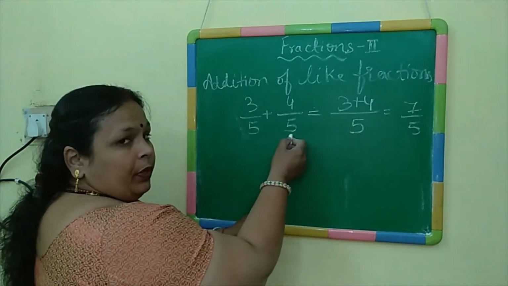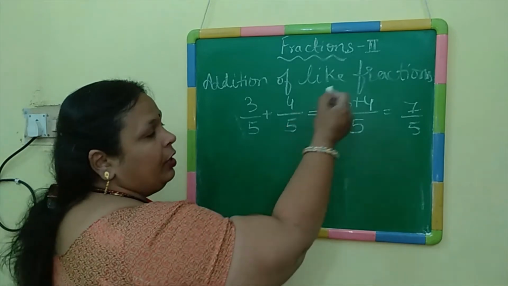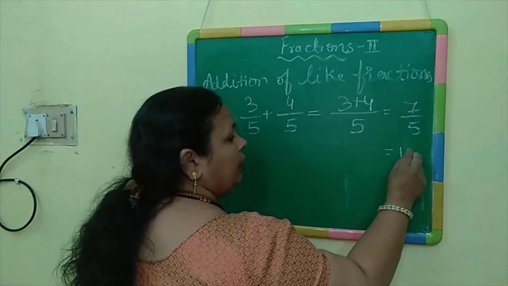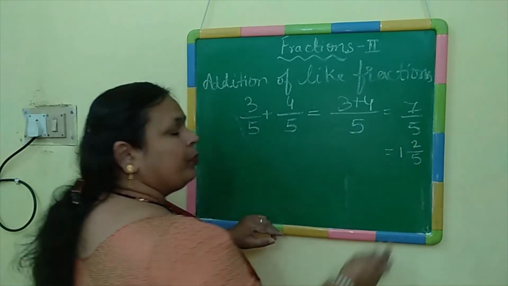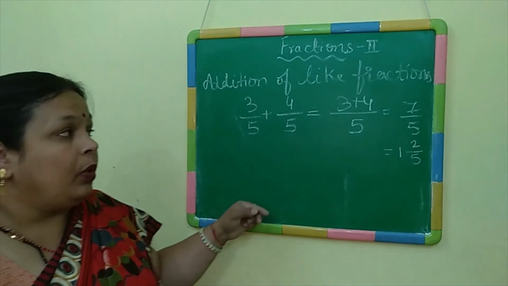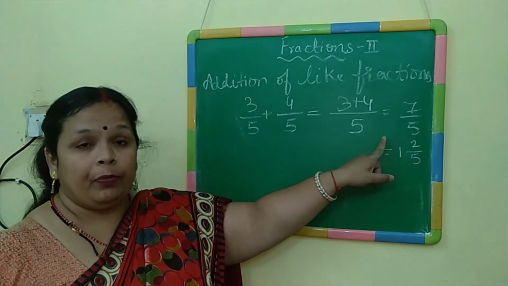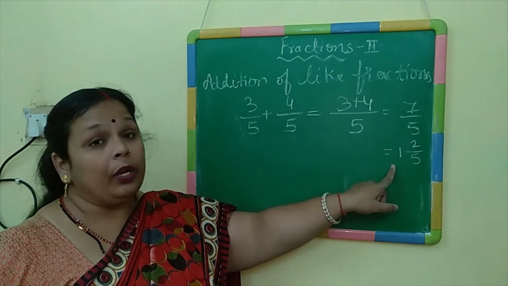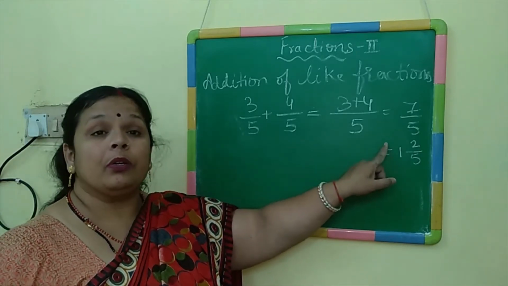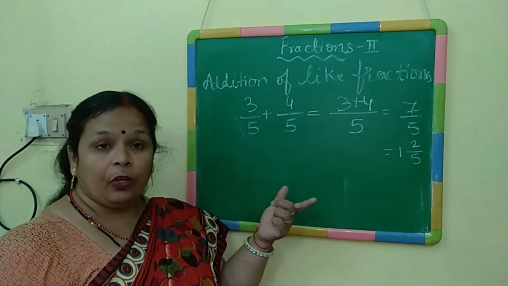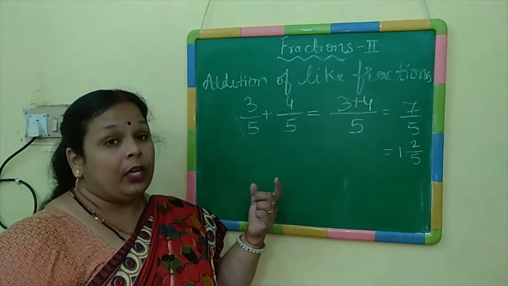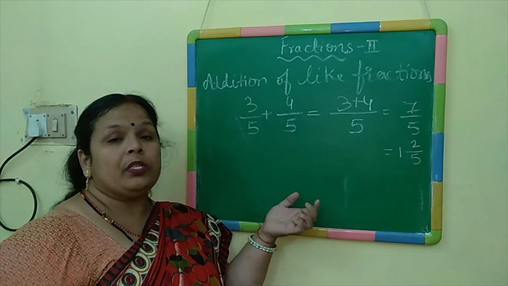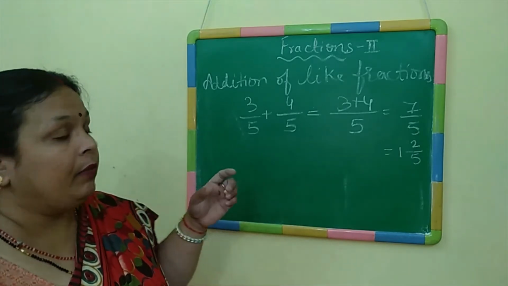Proper fractions, giving rise to an improper fraction. That means 1 and 2 by 5. Clear? Now, a fraction in improper form should be written as a mixed one, or if there is a possibility of cancellation, something common is there, then the answer you get after adding should always be in the simplest form. Be careful about that.